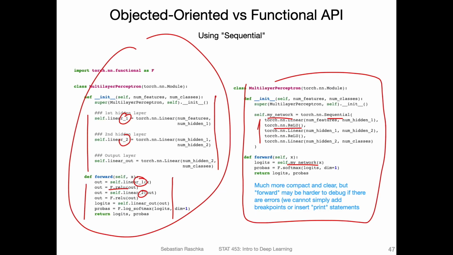If I go back one more slide, anywhere here, let me use a different color, I can just insert a print statement to print the output value of this one, if I'm curious and want to look at it. It's very easy to just insert a print statement. On the right-hand side, you can't just insert a print statement here. It won't work.